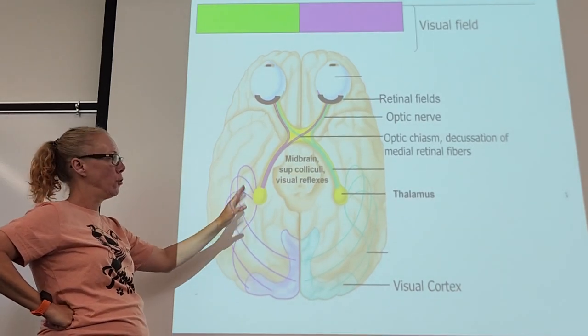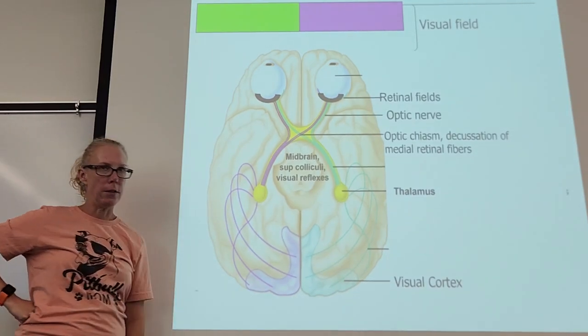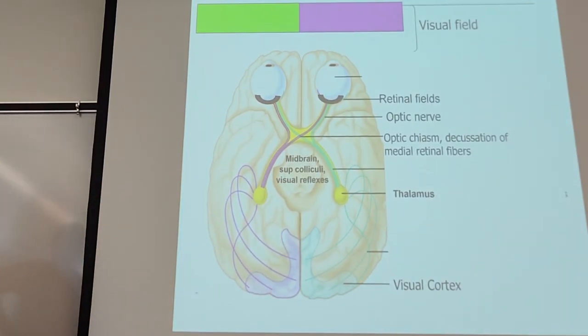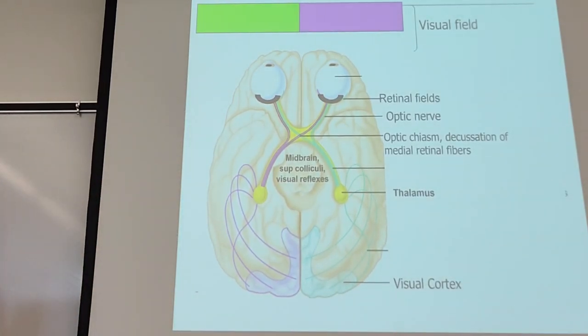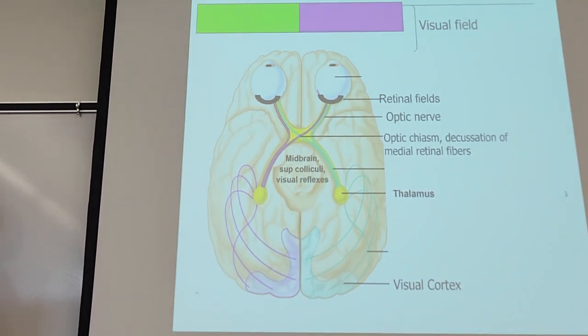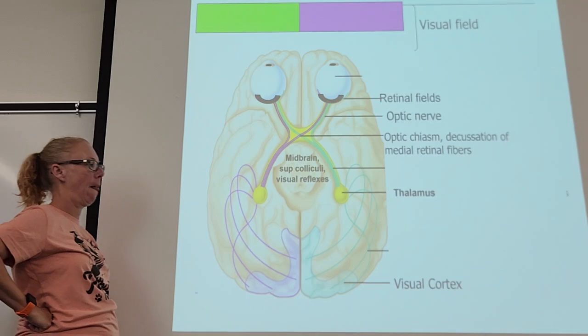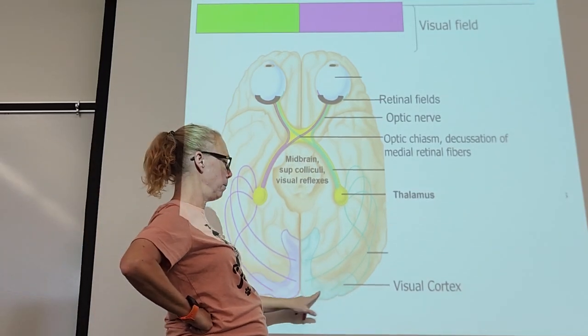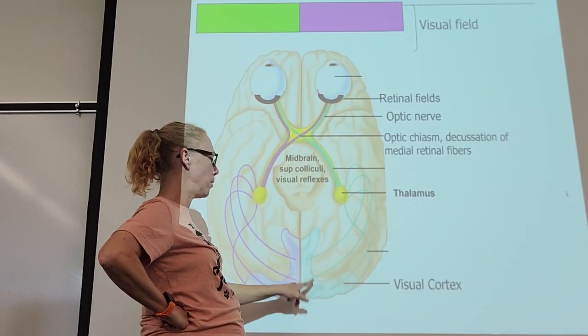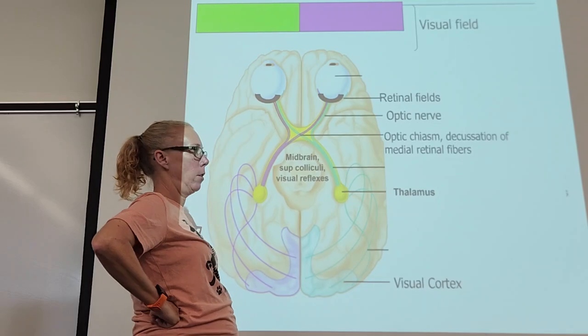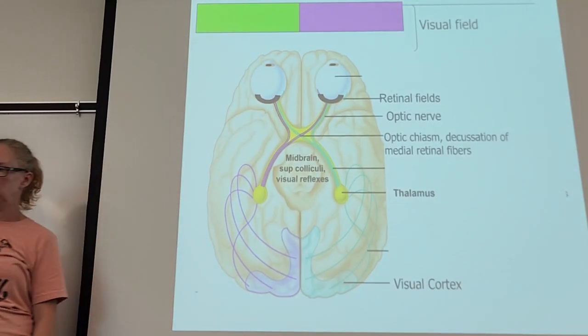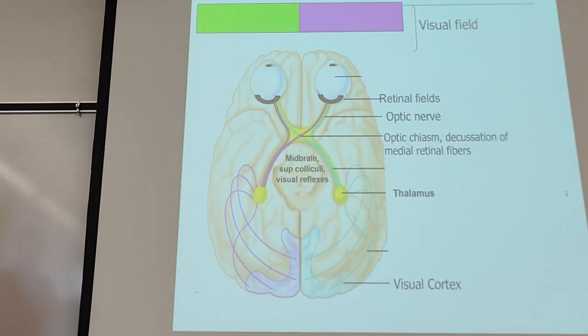So, true or false? The left occipital lobe interprets information from the right visual field. True. Okay? The right occipital lobe processes information from the left visual field. True. Okay? That's the concept that I want you guys to take away.